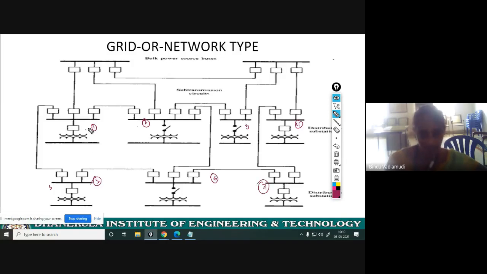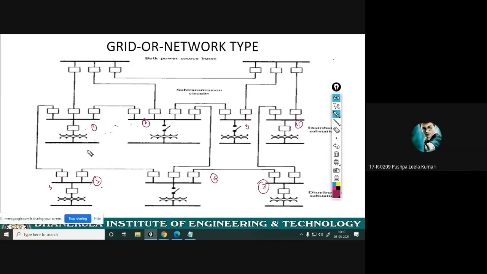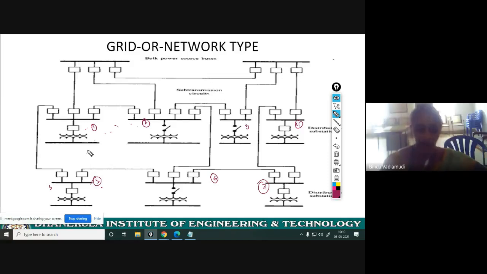So each substation can share the load, and if a fault occurs, 2 will serve substation 1. At the same time, 5 will also serve it. Is it not? Yes, ma'am. The main advantage of this system is that each and every substation has to meet the demand of that substation. If a fault occurs in this substation, what happens?